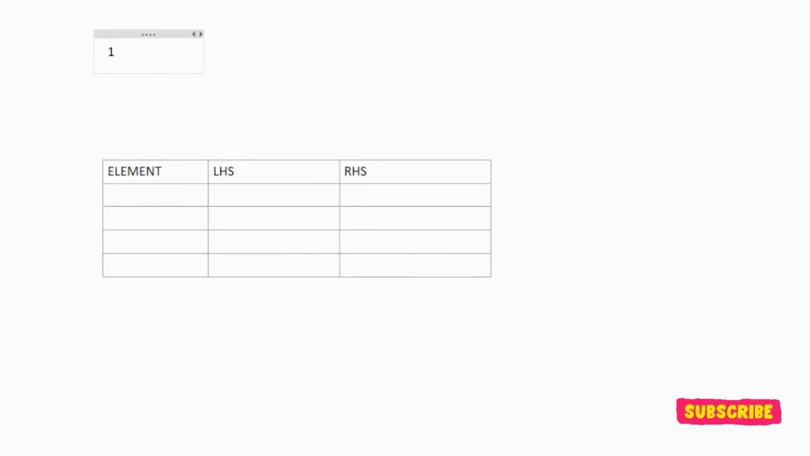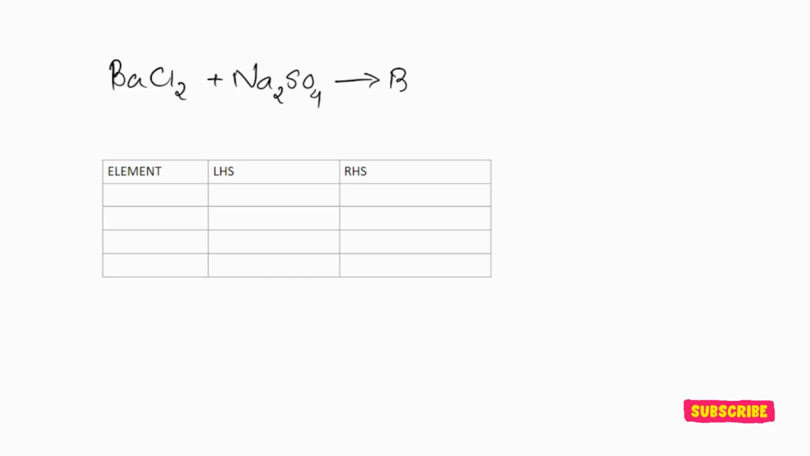Let us take another example for balancing a given chemical equation. Let us take barium chloride reacts with sodium sulfate to give barium sulfate and sodium chloride.